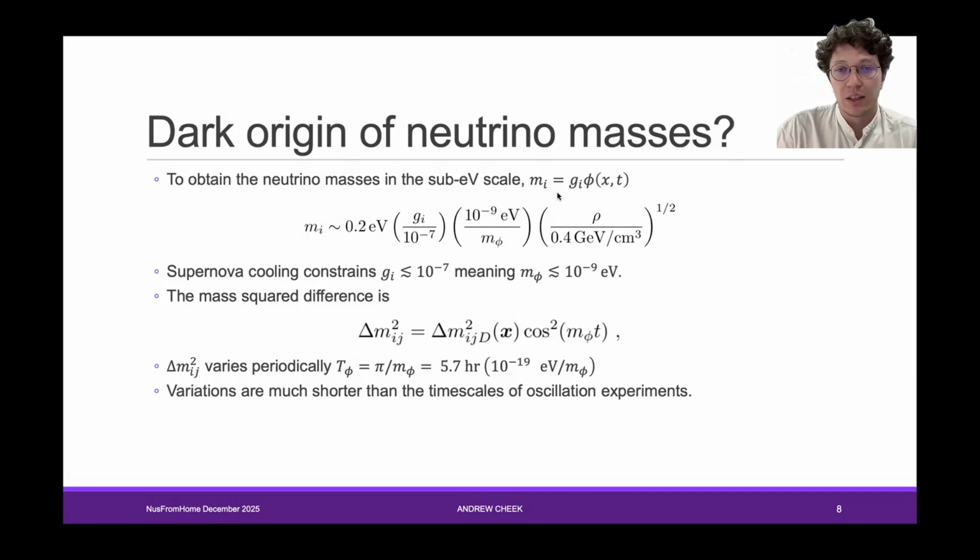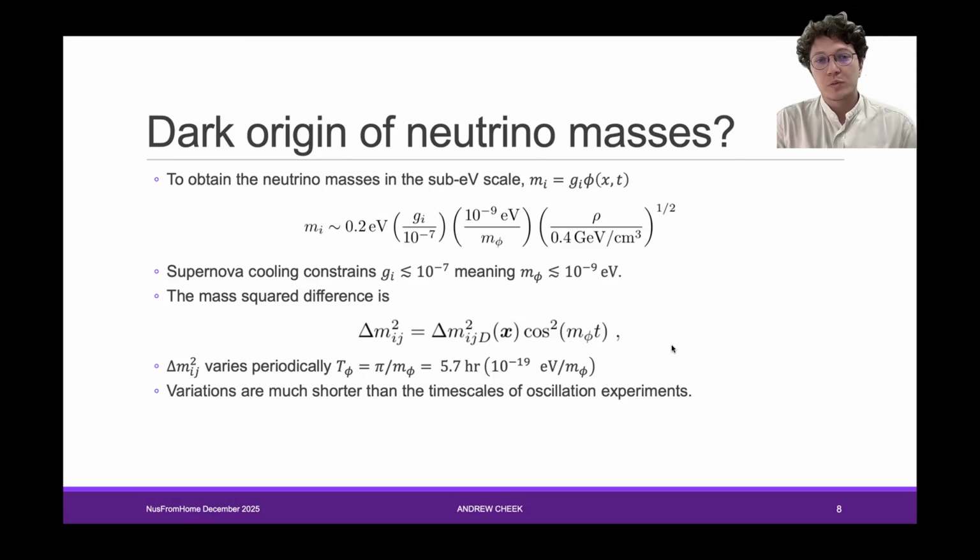Okay, so here I've just schematically written down that the mass of a particle will have to be related to some coupling of that particle to that background field. If I take the classical, wave-like dark matter as the solution for the field here, I can get this equation. What I see is that in order to have a sub-eV neutrino mass, I'd need very small couplings and very small masses of the scalar field in the local dark matter density. We know from supernova cooling constraints that the coupling should be much lower than around 10 to the minus 7. So that means the scalar field should have a mass lower than around 10 to the minus 9 eV.